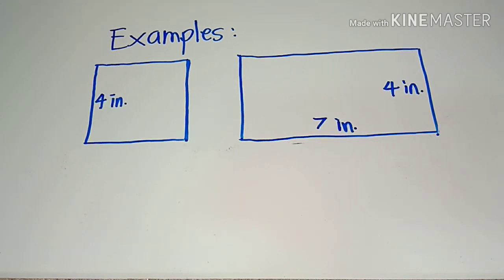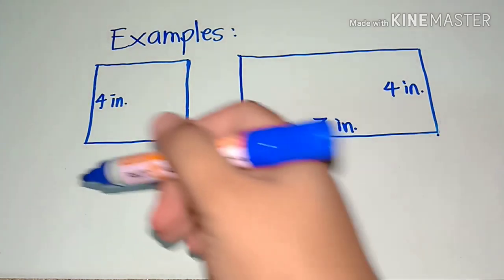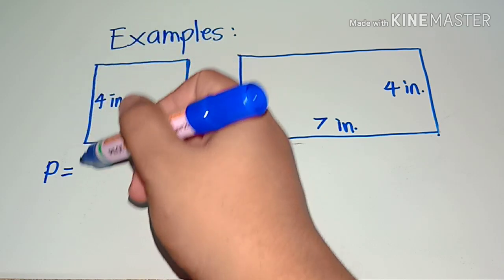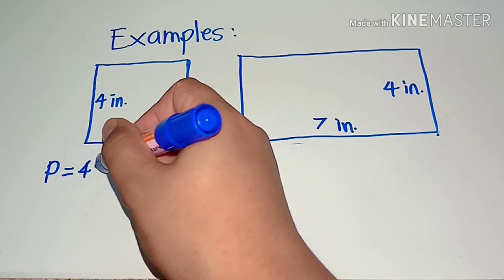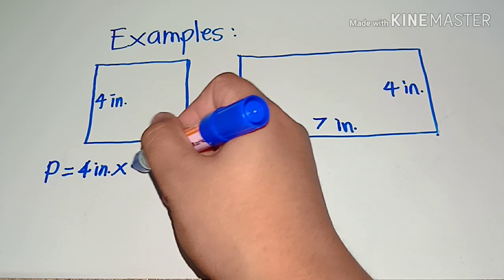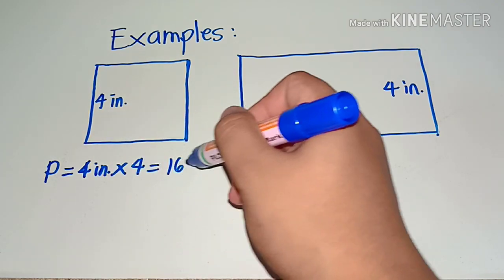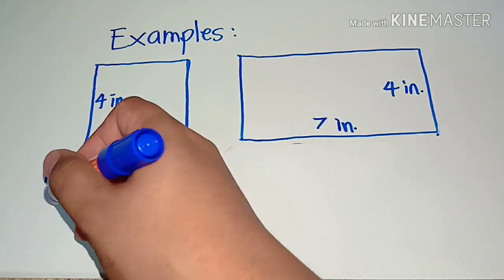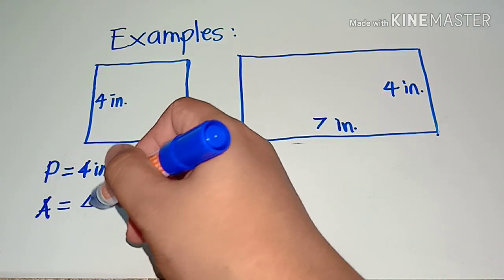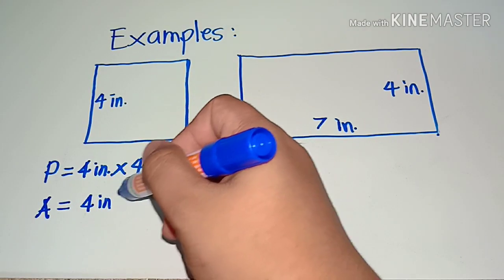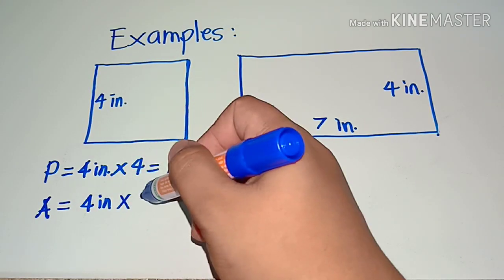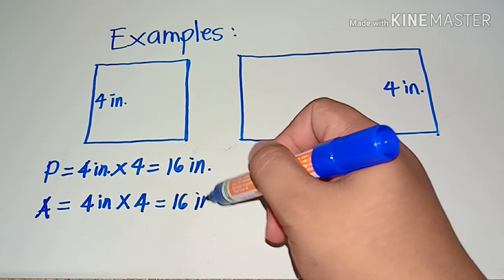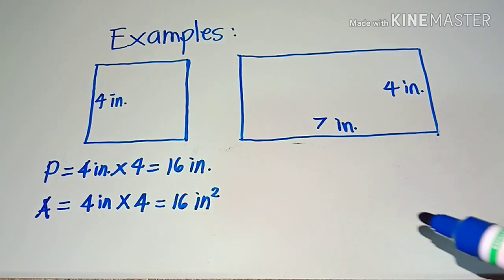Another example is we have here a square with a side of 4 inches. To get its perimeter, you will just multiply the side by 4. So 4 inches times 4 will give you 16 inches. So that's the perimeter of that square. And in getting its area, it's 4 inches squared, or multiply it by itself. So 4 times 4, that's 16 inches squared. Do not forget the squared again.